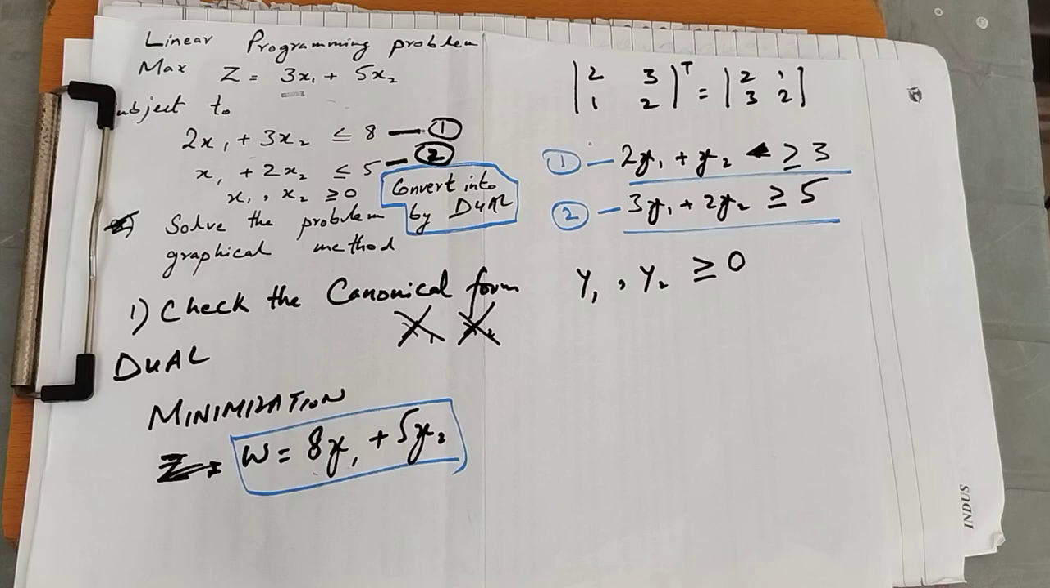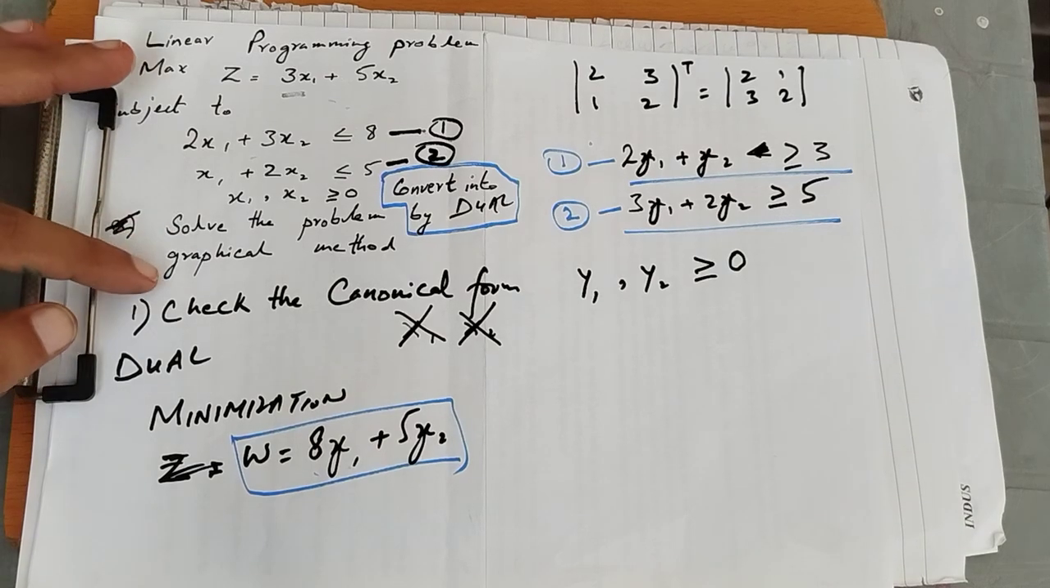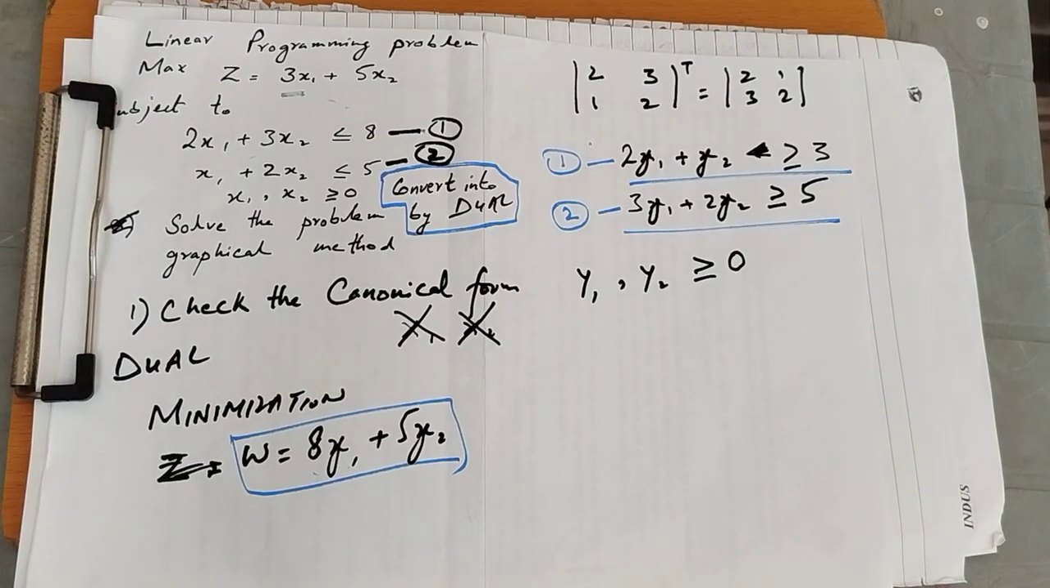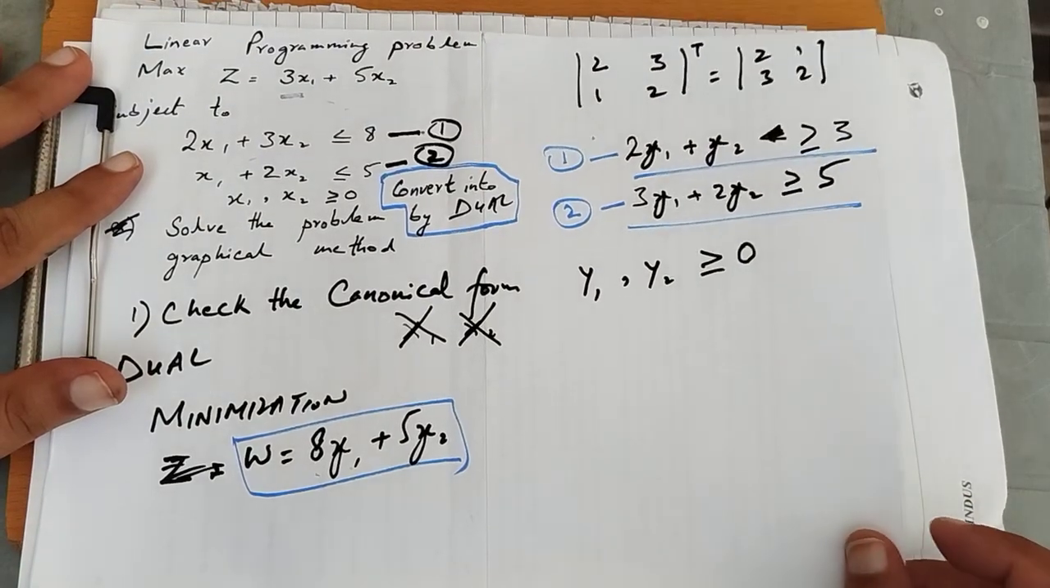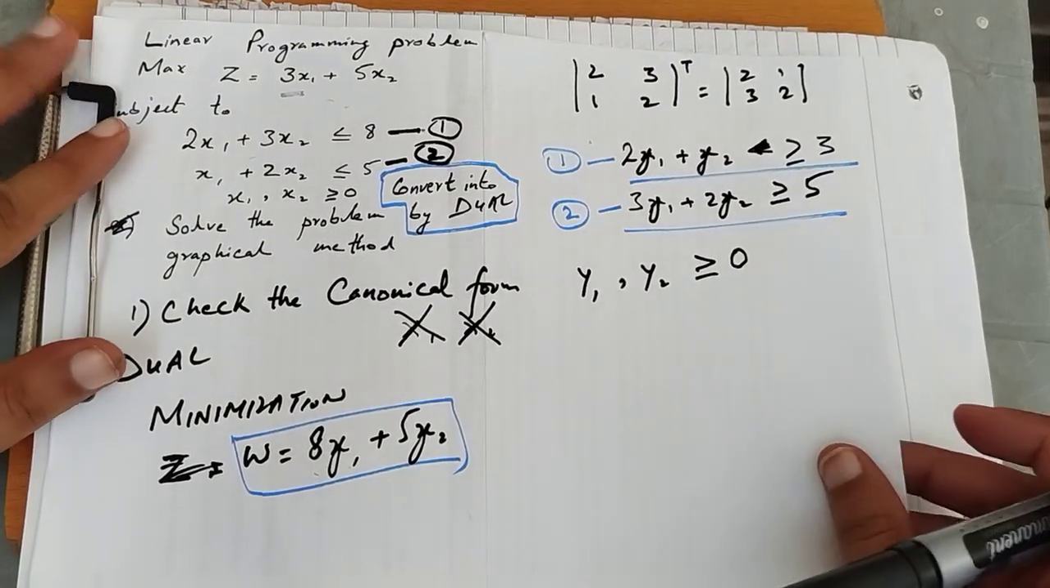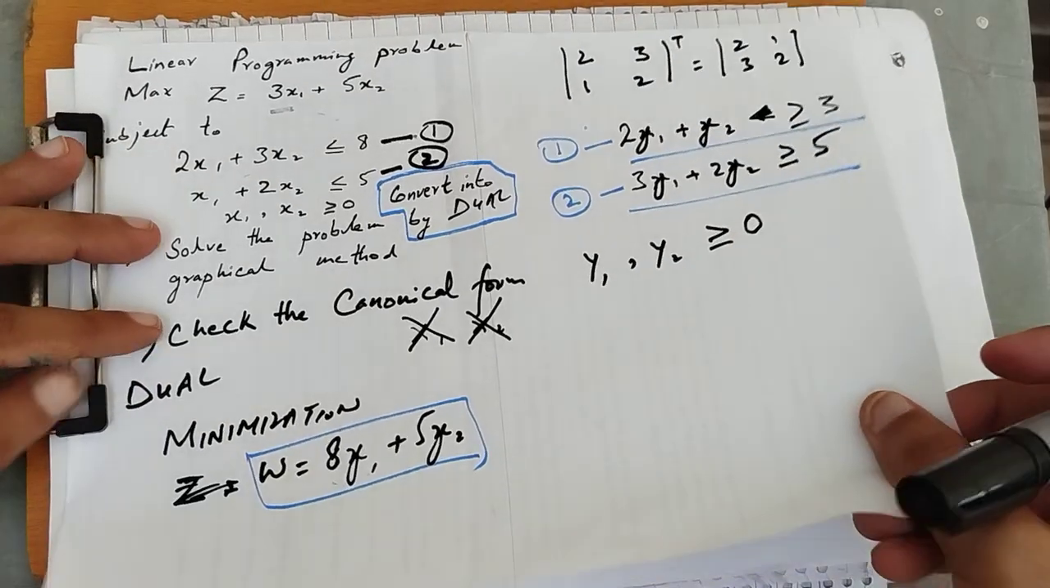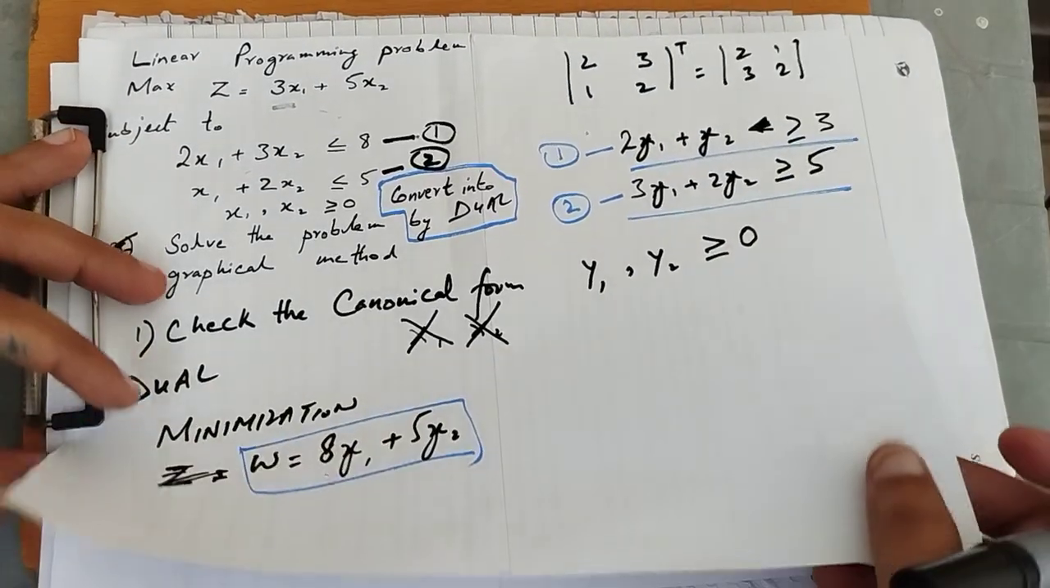Now, as the problem says, solve by the graphical method. First we had to change to the dual form, then we go for the graphical method. So let's move ahead for the graphical method. Our minimization function is, let's rewrite it again.